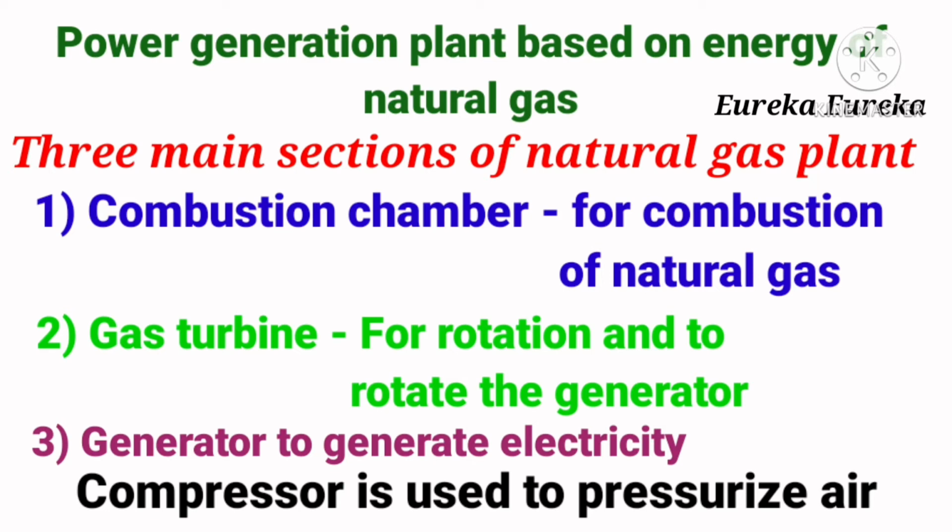A combustion chamber is used for combustion of natural gas, and here compressed air or pressurized air is blown into the combustion chamber with the help of a compressor. This natural gas burns in the presence of air, and the gas, which is at a very high temperature and pressure, rotates the turbine due to the high kinetic energy. This turbine is then attached to the generator which produces electricity.